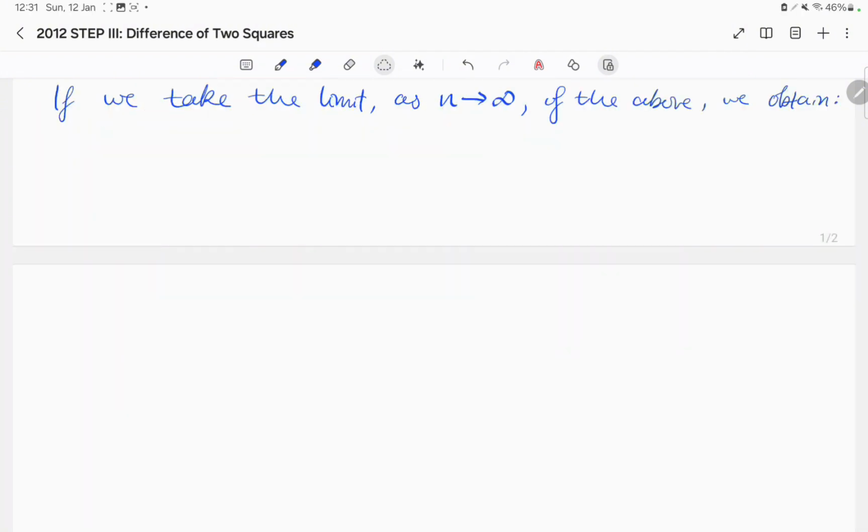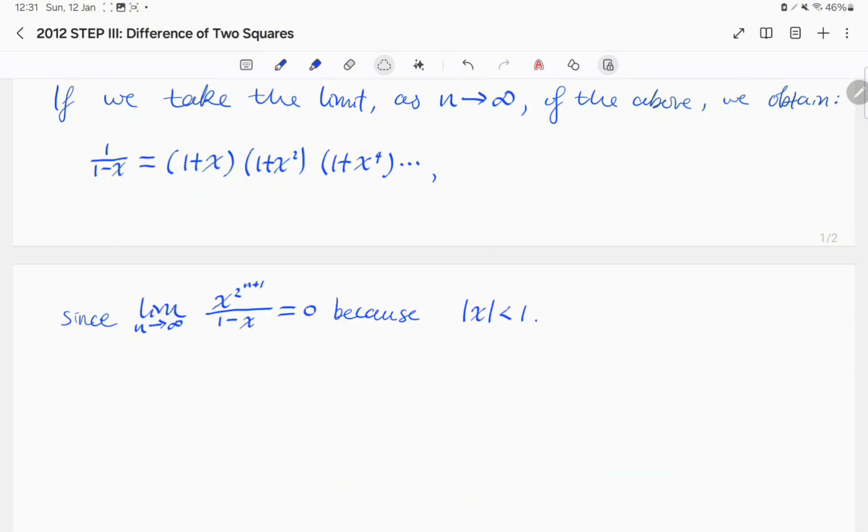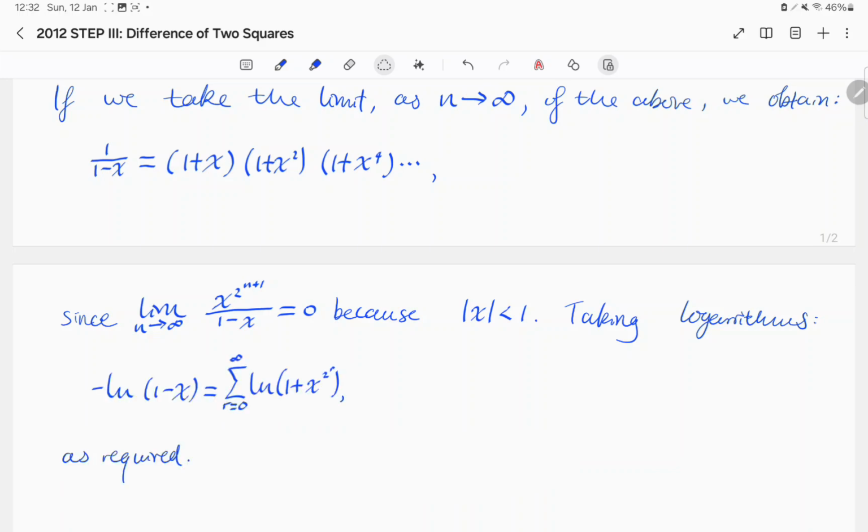If we take the limit of the above as n tends towards infinity, then we can obtain 1 over 1 minus x is equal to (1 plus x)(1 plus x squared)(1 plus x to the 4), all the way to infinity. Since the limit, as n tends towards infinity, of x to the 2 to the n plus 1 over 1 minus x is 0, because the modulus of x is smaller than 1. Taking logarithms here gives the negative natural log of 1 minus x is equal to the sum from r equals 0 to r equals infinity of the natural log of 1 plus x to the 2 to the r, as required.